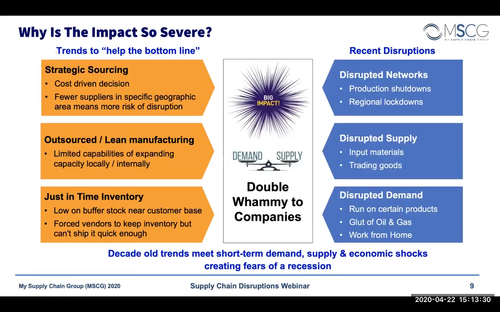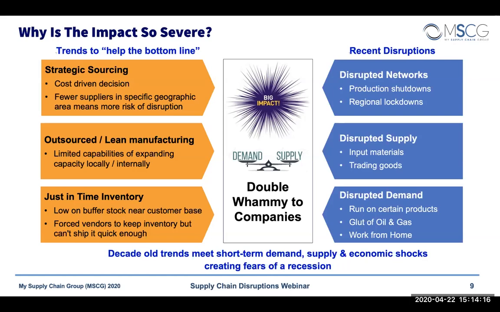When we look at why the impact is so severe, one would realize that there have been some trends in play for the last 2 or 3 decades, and those trends have now made the recent disruptions concoct a mix that is extremely hazardous for us all. Over the last 2-3 decades, companies have talked about and enacted strategic sourcing. What that means was cost-driven decisions to deal with fewer and fewer suppliers in more concentrated geographies, so whenever those regions or those suppliers are going through a disruption, they will have a disproportionate impact on the overall networks.